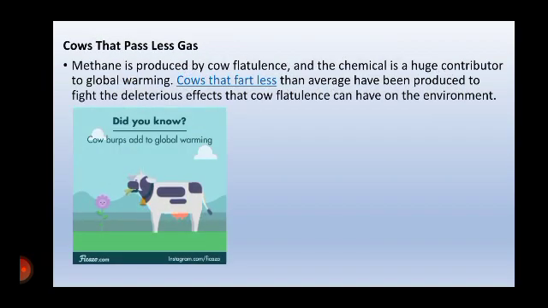Cows that pass less gas. Methane is produced by cow flatulence, and the chemical is a huge contributor to global warming. Cows that pass less gas than average have been produced to fight the deleterious effects that cow flatulence can have on the environment.